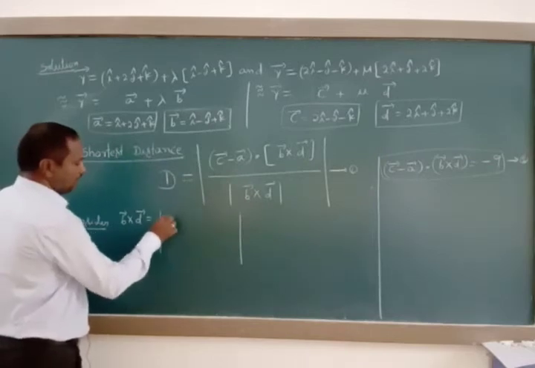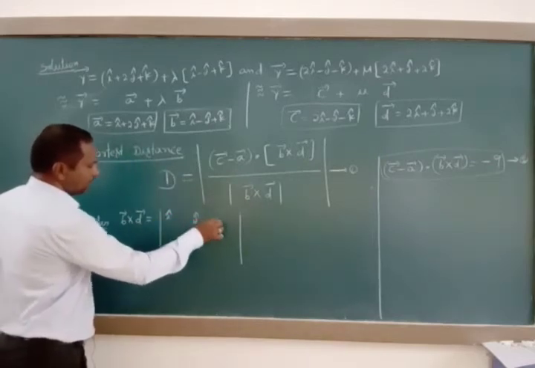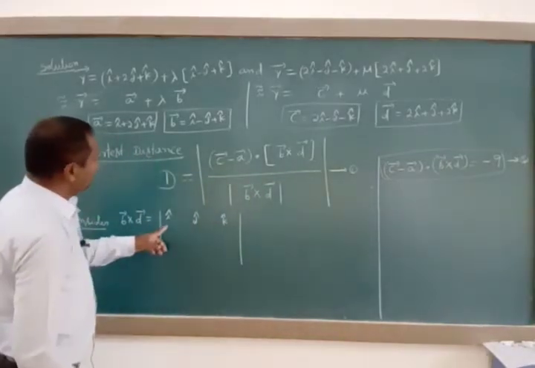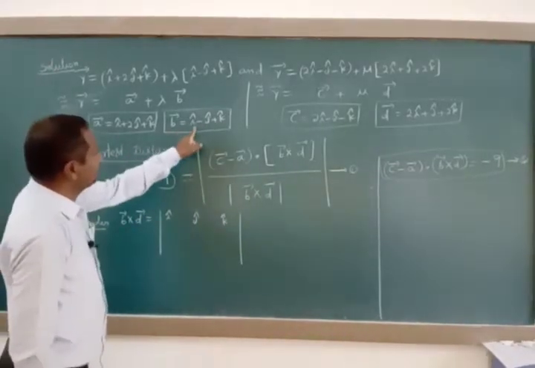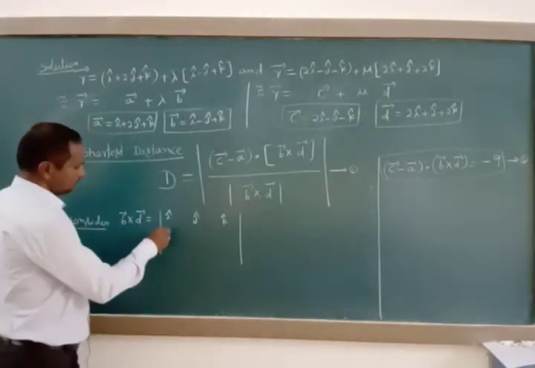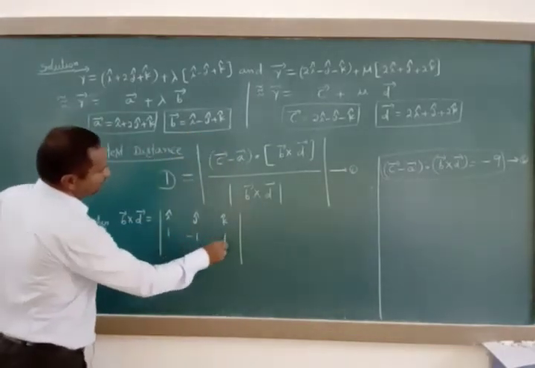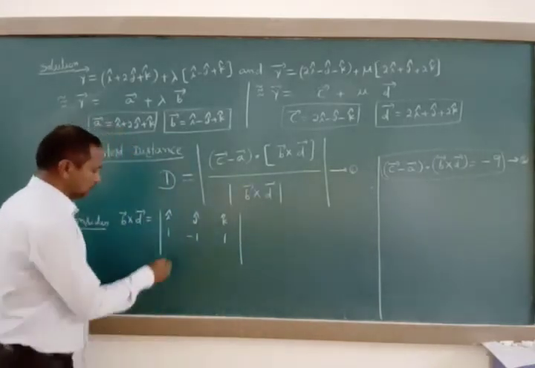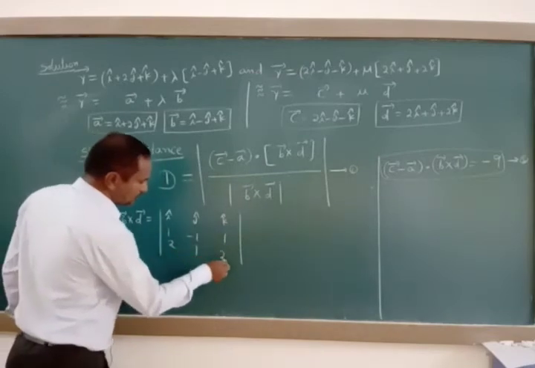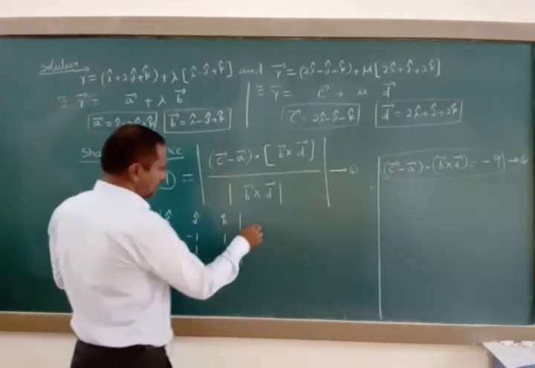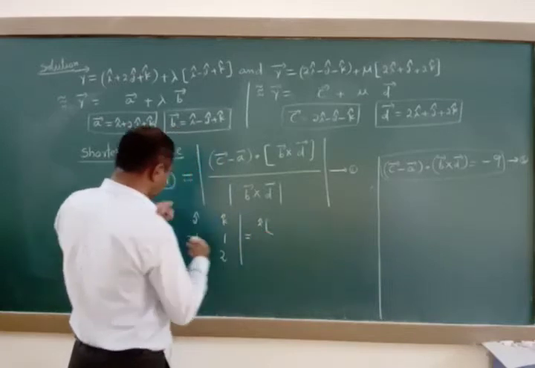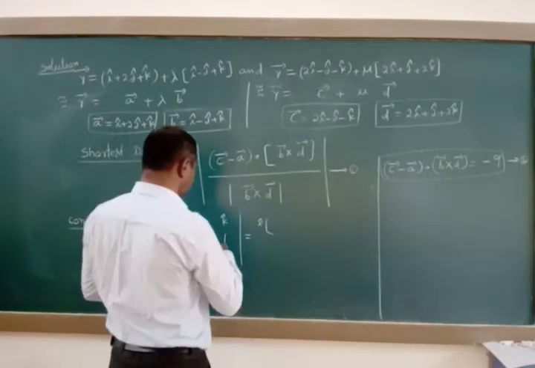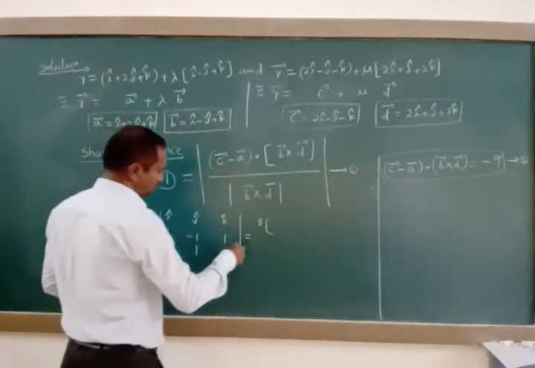First row is written by i cap, j cap and k cap here. The second row is written by the coefficients of ijk. What are the coefficients of ijk here? 1, minus 1, 1. For the D vector, what are the coefficients of ijk? 2, 1, 2. Expand them. i cap into, deleting the column, we get minus 2 plus 1, minus 2, down minus up, minus 2 minus 1, minus 3.